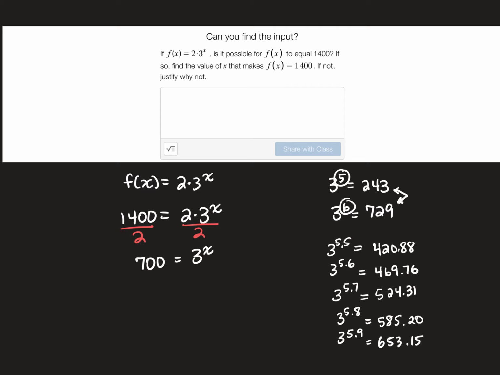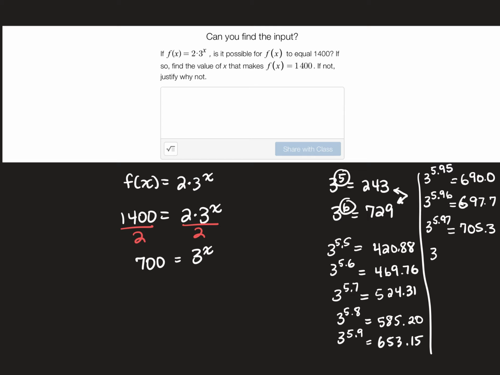So now let me try getting just a little bit closer. What if we try 3 to the 5.95 power? And that gives us 690.0. Okay, let's try 3 to the 5.96 power. Now we're really close, 697.7. So let's try 3 to the 5.97 power. And that takes us just a little bit over.